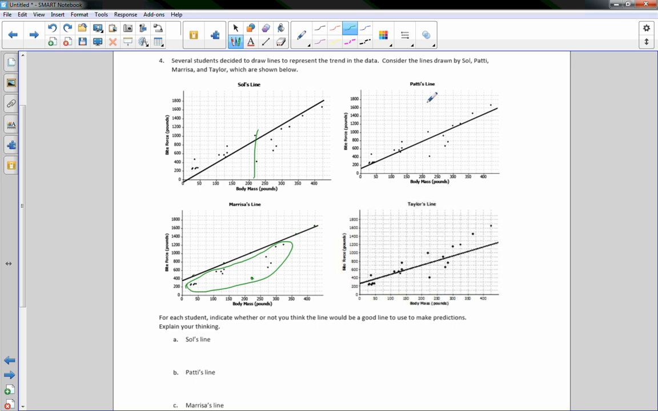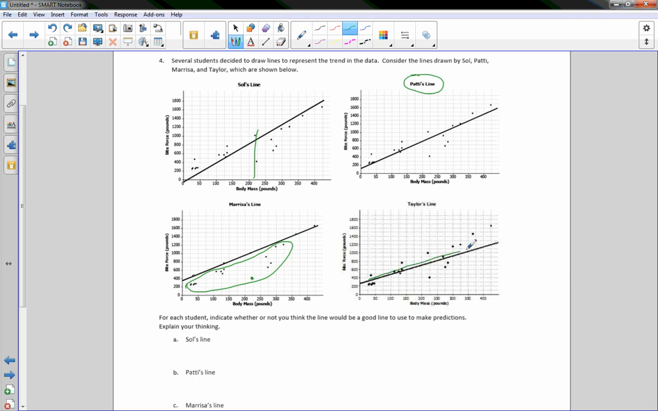This line here, let's look at Patty's first. So Patty's has a whole bunch of points above. There's a couple on, and then there's these 4 that are below. This one looks like a pretty good line of fit because the ones that are below are quite a ways below. So these kind of line up pretty good. Okay, so I like Patty's line so far.